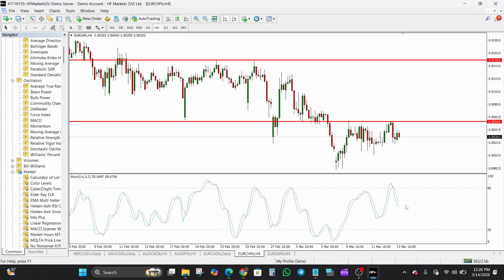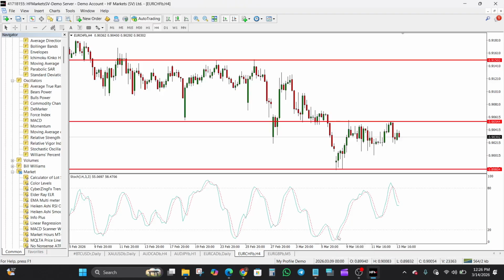Now, for our trade setups, let's talk about the range trading. You enter a long trade near a strong support with stochastic below 20. For example, this was a good place to enter a buy trade, right?